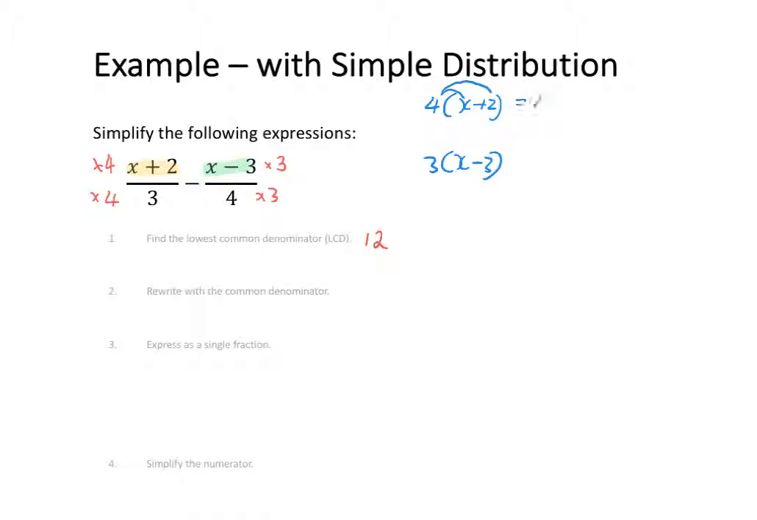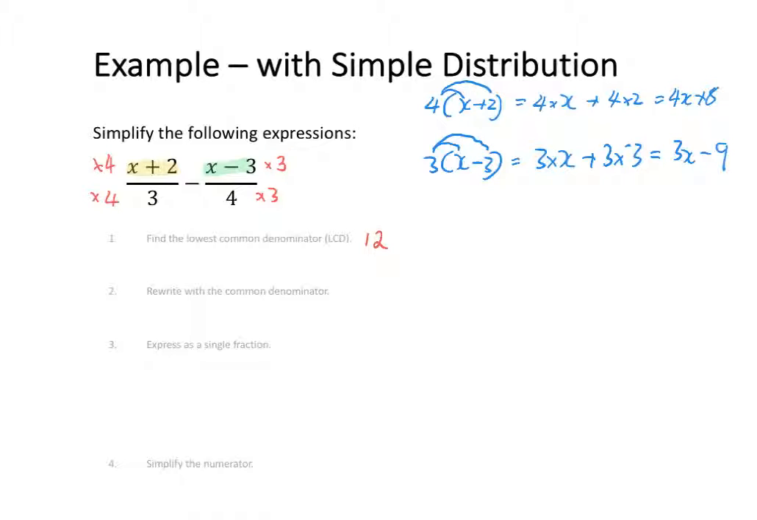So it's going to equal 4 times x plus 4 times 2, which is equal to 4x + 8. And for my second expression, again multiply the 3 by both terms inside the bracket. It's going to be equal to 3 times x plus 3 times negative 3, and that's going to be equal to 3x - 9.